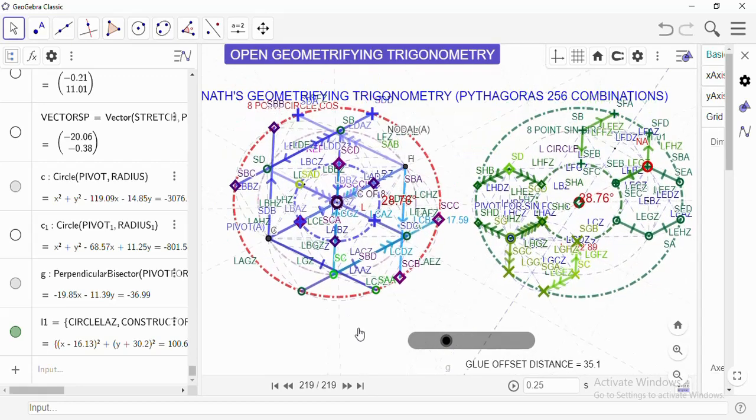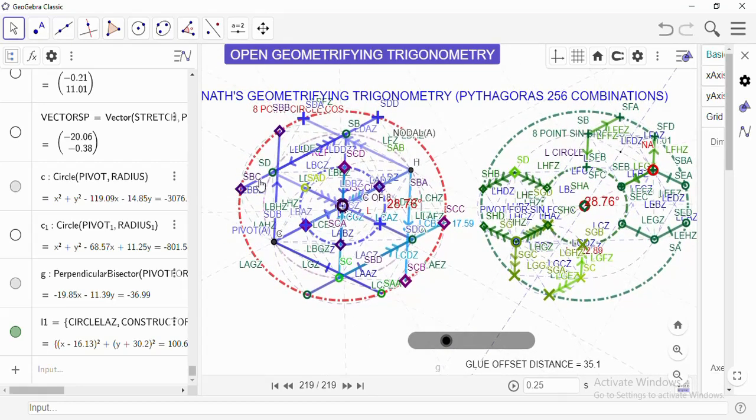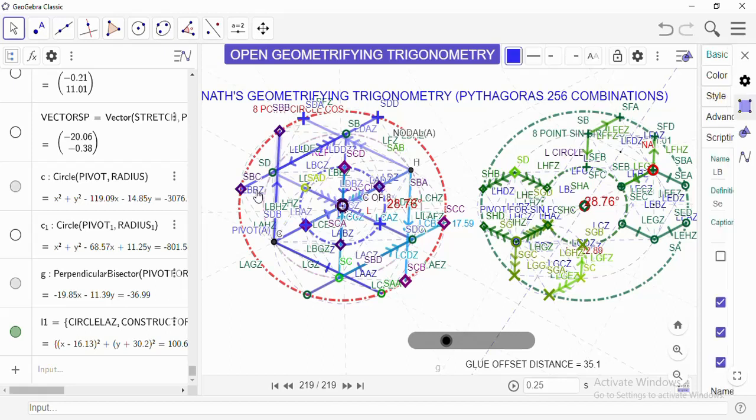whether the arrangements are summable or not. See here, this is LBBZ, this line segment. Which of these sin square theta is addable with this? This plus this gives you 1, that is the unit length.